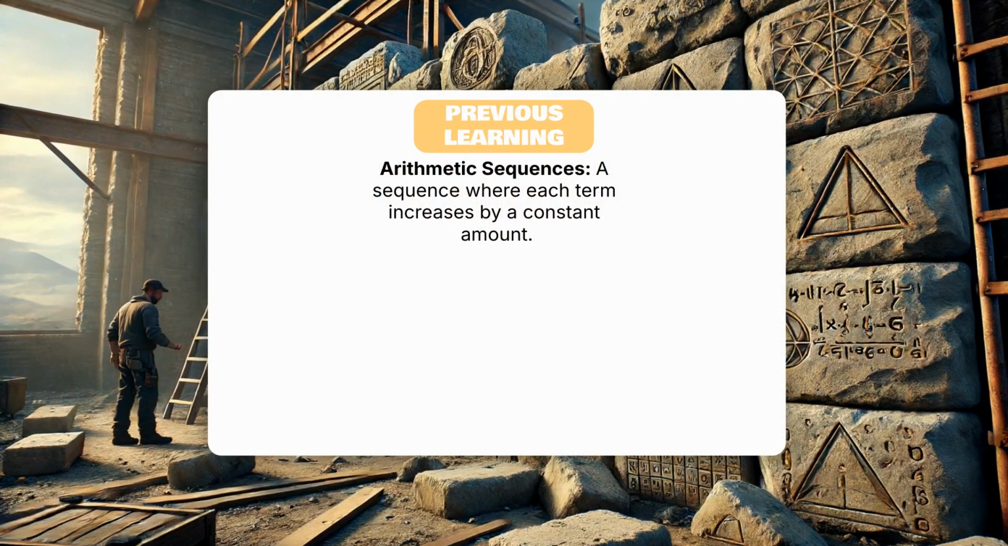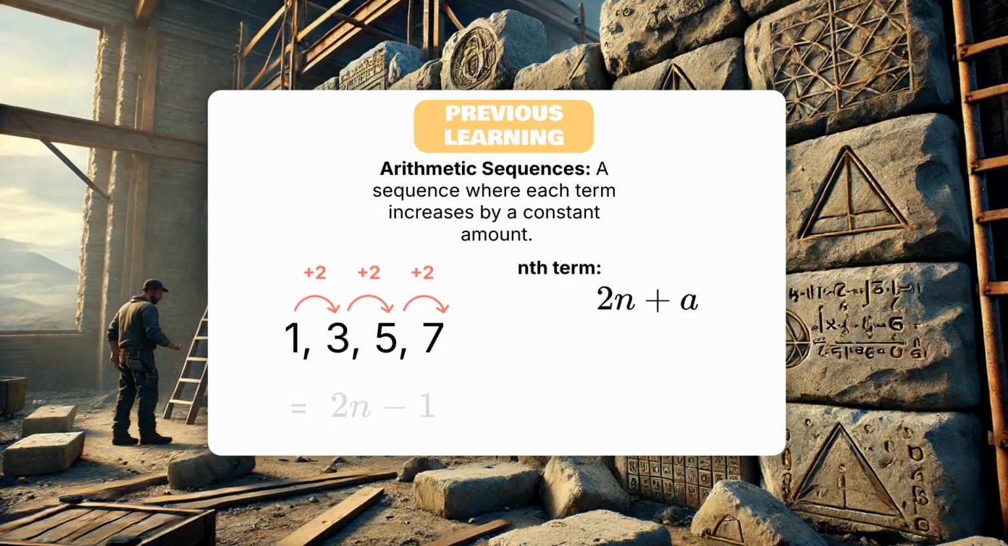In our last lesson, we learnt about arithmetic sequences, those sequences in which each term increases by a constant amount. For instance, in the sequence 1, 3, 5, 7, each term is obtained by adding 2 to the previous term. So we could describe this sequence with the nth term formula 2n plus a, where 2 is the common difference, and a equals minus 1, which can be found by plugging n equals 1 into the formula and equating it to 1. The formula becomes 2 times 1 plus a equals 1. When rearranged to find a, the formula is a equals 1 minus 2 equals negative 1.